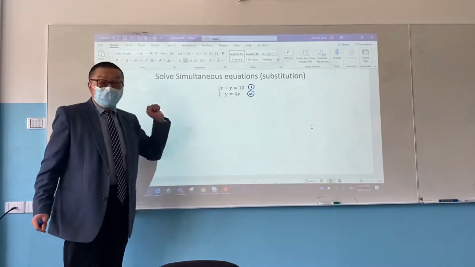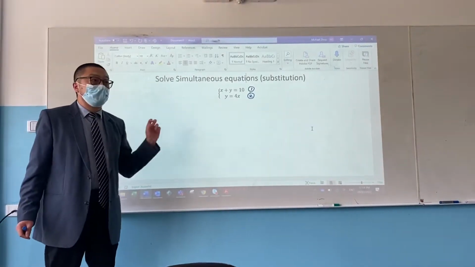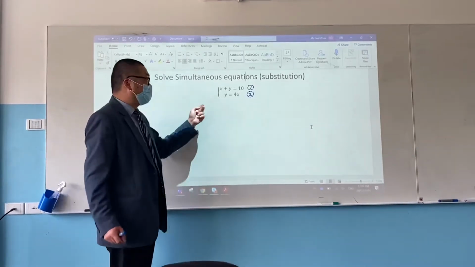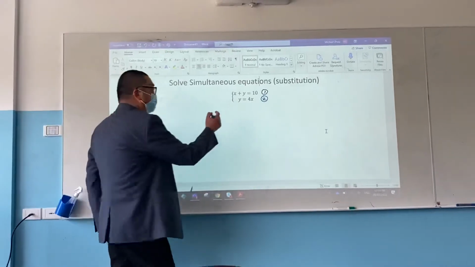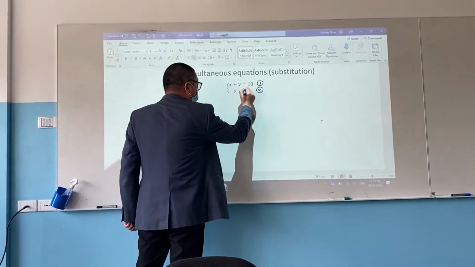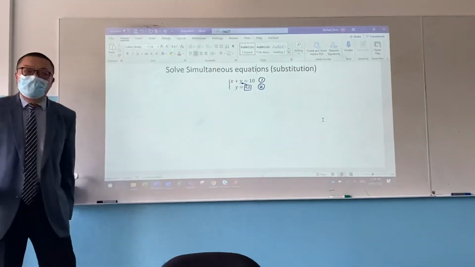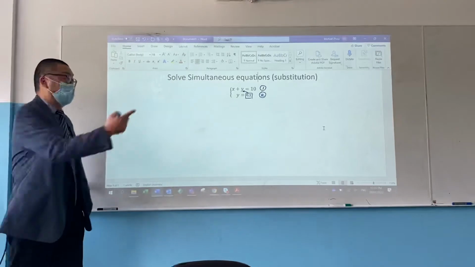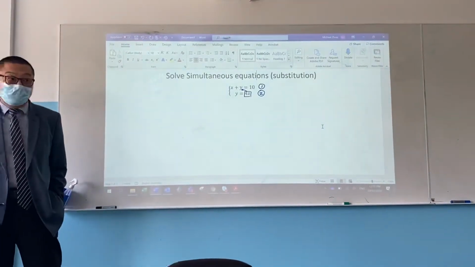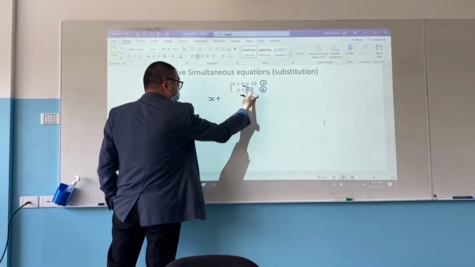Now, equation 1 says x plus y equals 10. Equation 2 says y equals 4x. All I'm going to do is replace the y by 4x. Does it make sense? So x plus y equals 10. What's y? Y is 4x. It's written like that. So what I'm going to do is x plus what's y? Y is 4x.